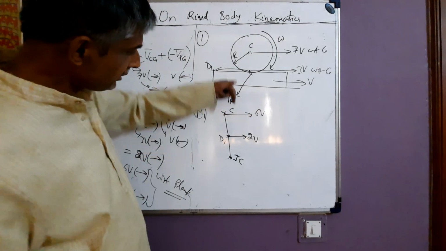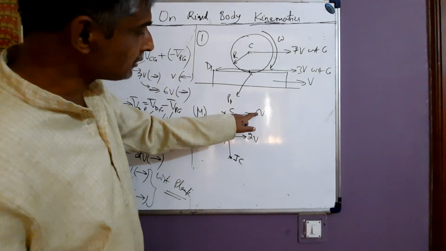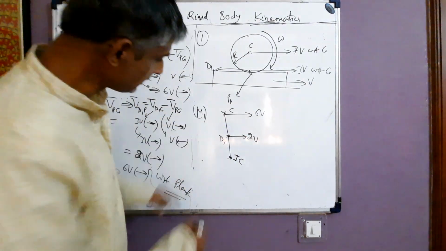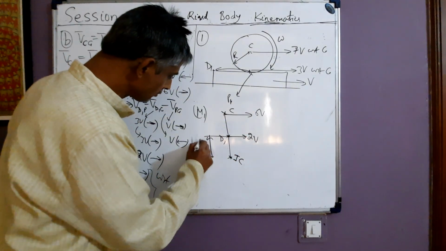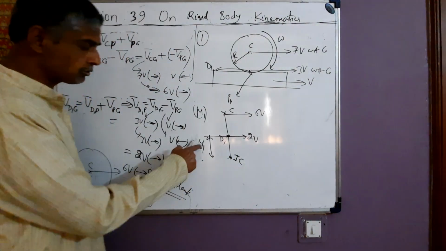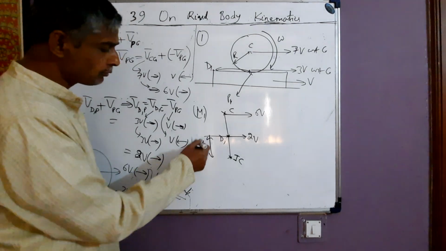This is 6V. As we move downwards, speed goes on decreasing, and here it becomes 2V rightward. So at some distance y1 below D1, the velocity vanishes. That is the IC by definition. Now we have to determine y1. Question is how to find this y1.